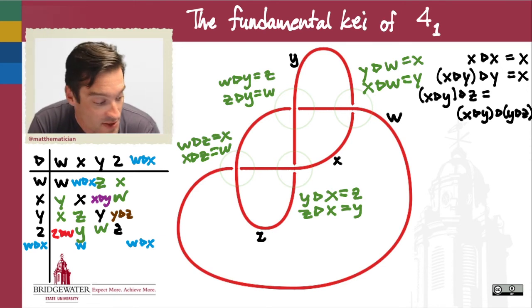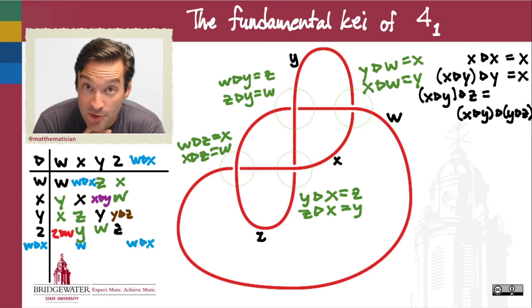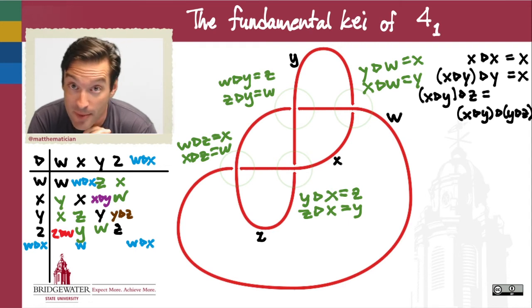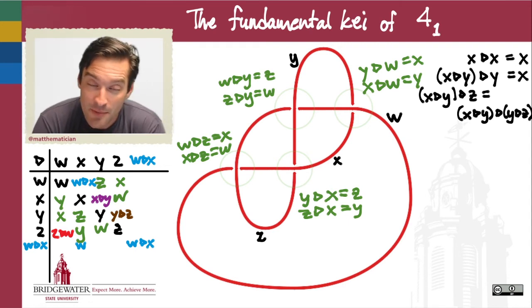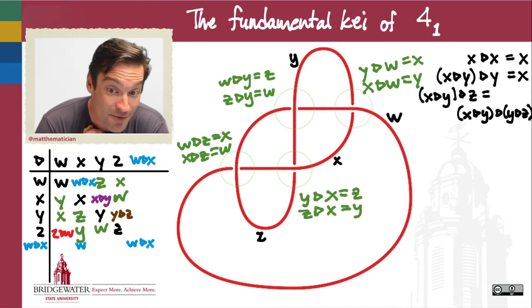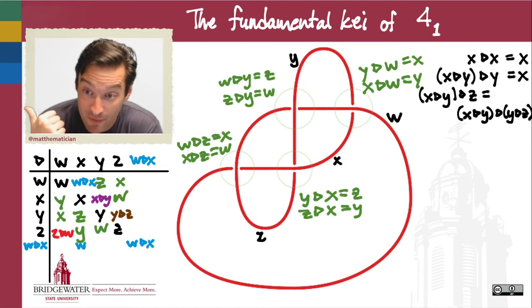And so one of the questions that we might ask is, well, if it has 8 elements, is it even possible for us to construct a Kei homomorphism into the 3-element Takasaki Kei? Or are we going to have to use a 4-element Takasaki Kei? Because we know it's going to be 4-colorable because it only has 4 arcs. So there must be some Kei homomorphism from the fundamental Kei of this knot into the 4-element Takasaki Kei.